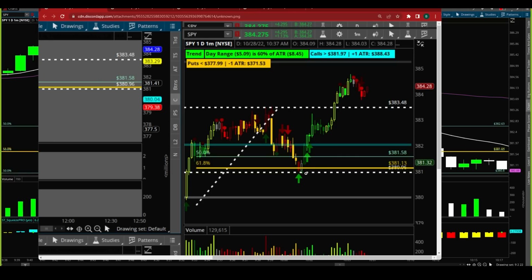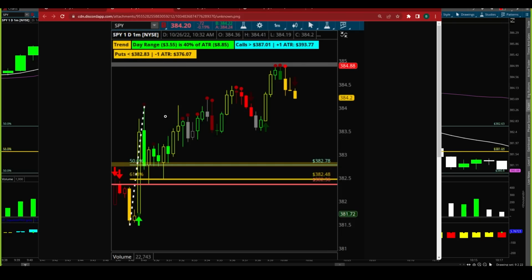Stop loss would be like 379.9, a 30 cent stop loss. And this thing went all the way up towards 385. I'm terrible at math, so I'm not even going to try to do that, but you guys can see the risk reward there. Again, same thing here. This one was actually based off of a 1 minute fib.